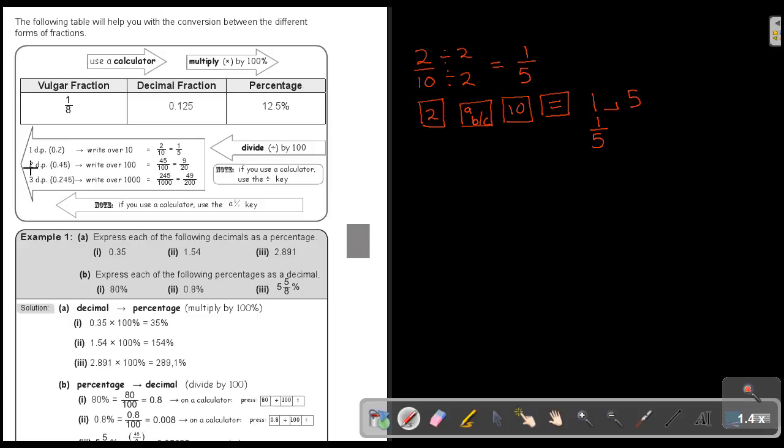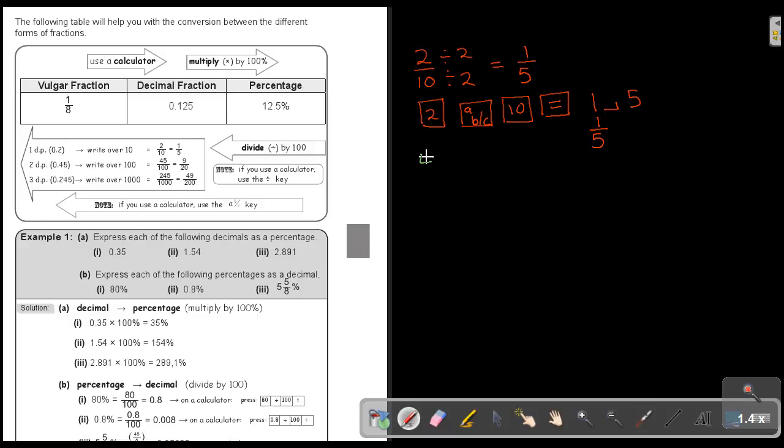Now, if there are two decimal places, for example 0.45, there are 2 digits after the decimal point. I take those 2 digits, 45, and now I put it over 100. Now, let me show you again how I simplified this fraction to get 9 over 20.